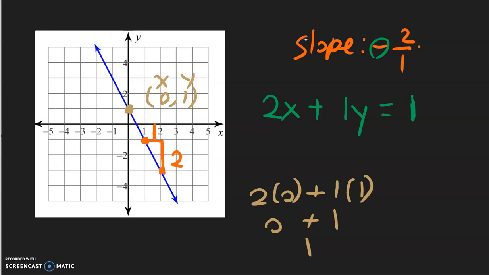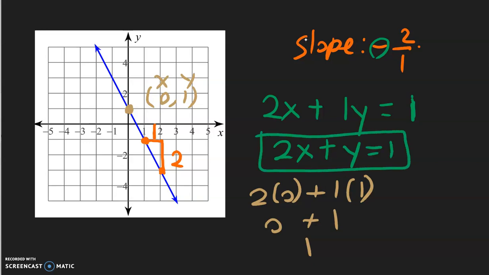And I can simplify this because if I have a 1 in front of a variable, that's unnecessary. So I can write 2x plus y is equal to 1. And that is the standard form equation.